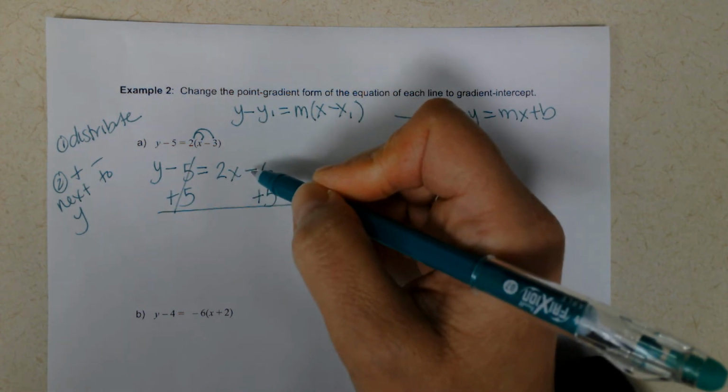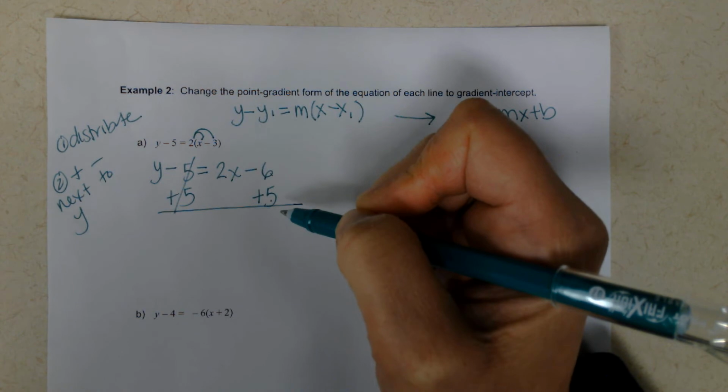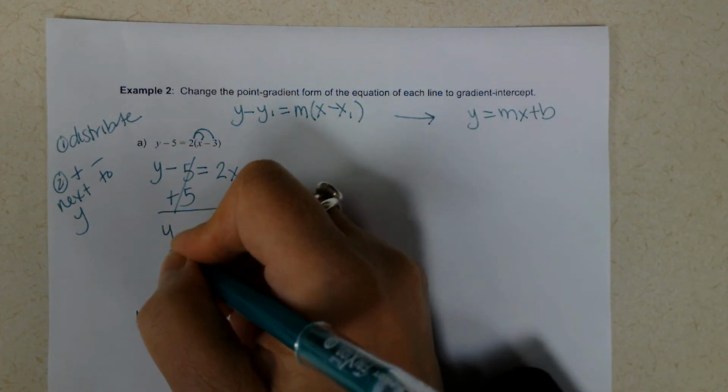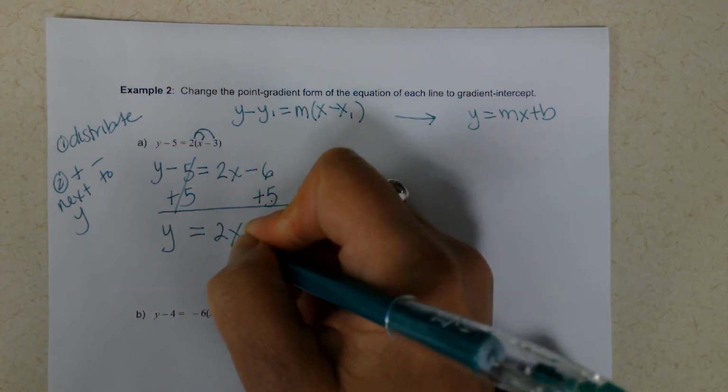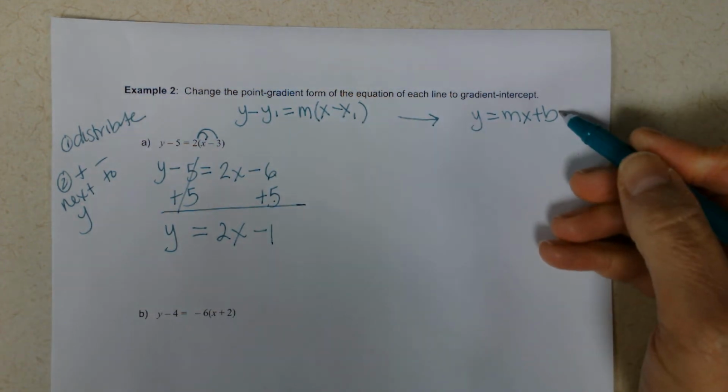Do not give it to the 2x. Do not. This does not have an x next to it. It gets combined all the time with the constant on the other side of the equal sign. So right now, y equals 2x, -6 plus 5 is -1, and we're done.